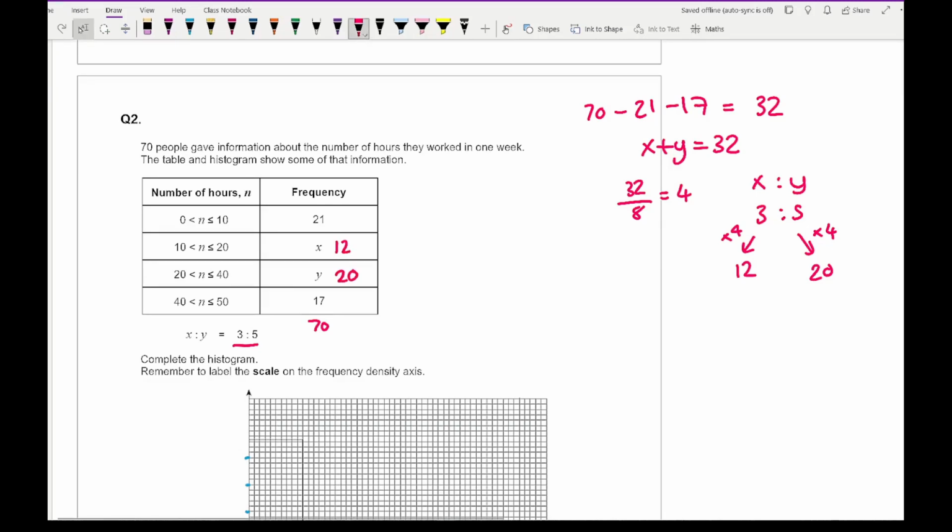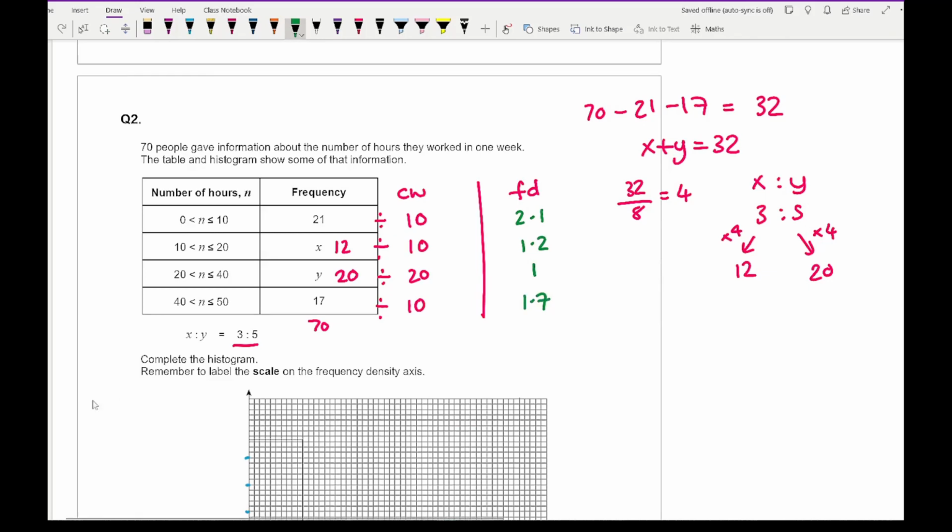So the next thing for me to do is to create my 2 extra columns. I need the class width and I need the frequency density. So the class width is going to be 10, 10, 20 and 10. And then for the frequency density, all I've got to do is simply divide the numbers in the frequency by the class width. So that's going to give me a frequency density of 2.1, 1.2, 1 and 1.7.